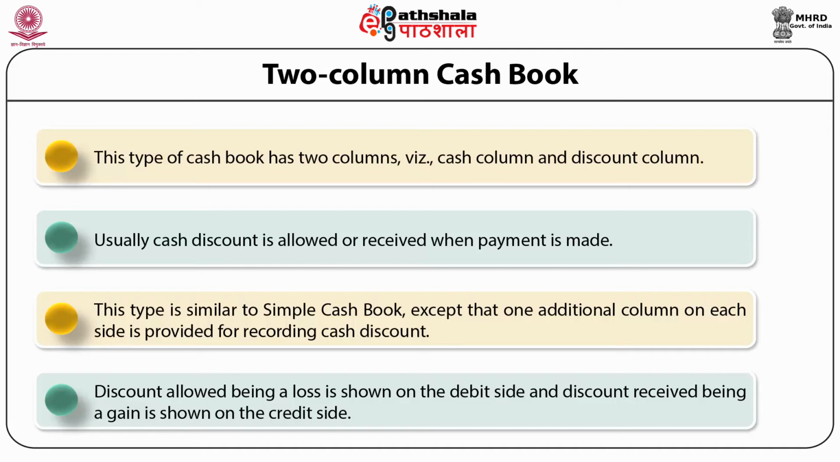September 30, credit side, by balance carried down rupees 1780. So now we'll match the total balances, which will amount to 3250 under cash column and rupees 10 under discount column on credit side, rupees 20 under discount column on debit side.